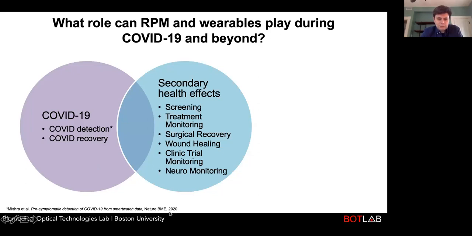And I refer to a Nature BME paper down here that was published not long ago, and there was also a New England Journal of Medicine paper. And they're getting a lot of press, which is exciting. And along these secondary health effects, there's lots of opportunities here.